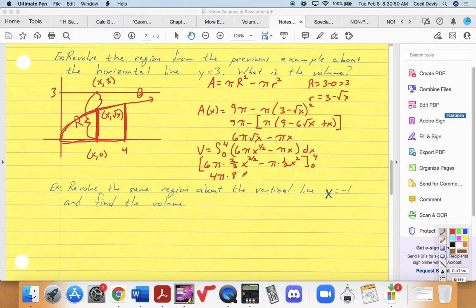Would 9 to the 3/2 have been 27? Yes, got that one right. And this will be 16 times 1/2. This is 8 pi. So this is 32 pi minus 8 pi, which is 24 pi.